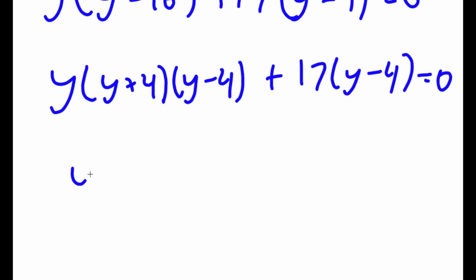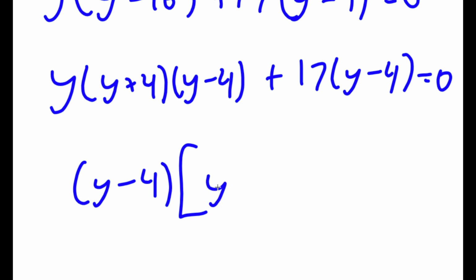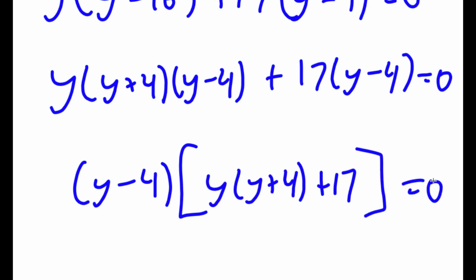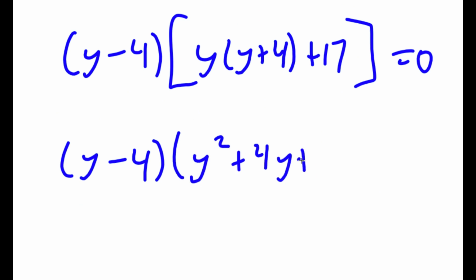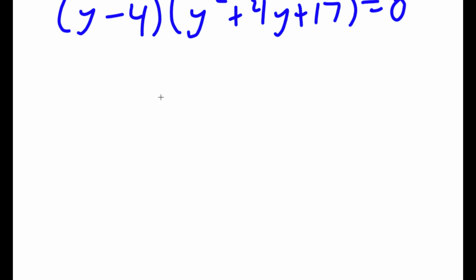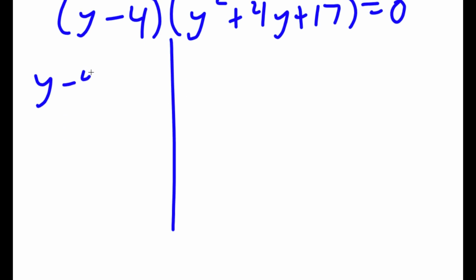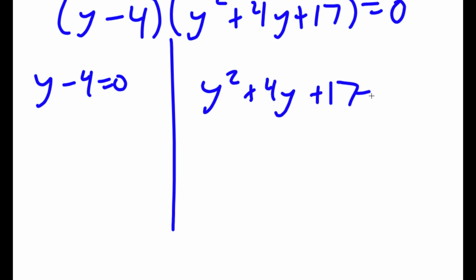Now if I factor out y minus 4, I get y minus 4 times y squared plus 4y plus 17 is equal to 0. So now this gives me two equations. I get y minus 4 is equal to 0, and y squared plus 4y plus 17 is equal to 0.